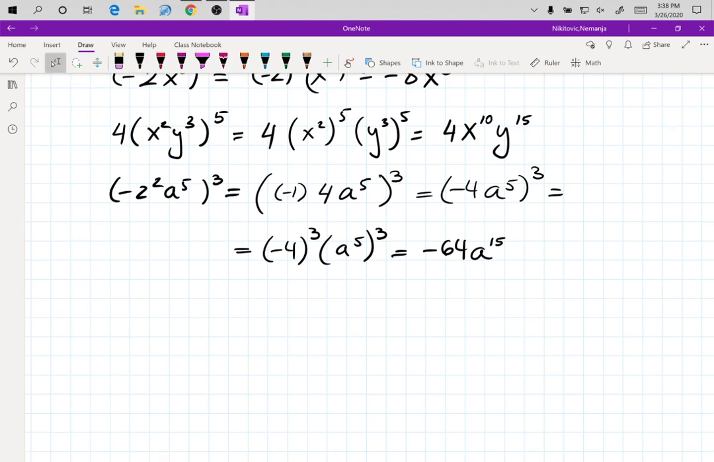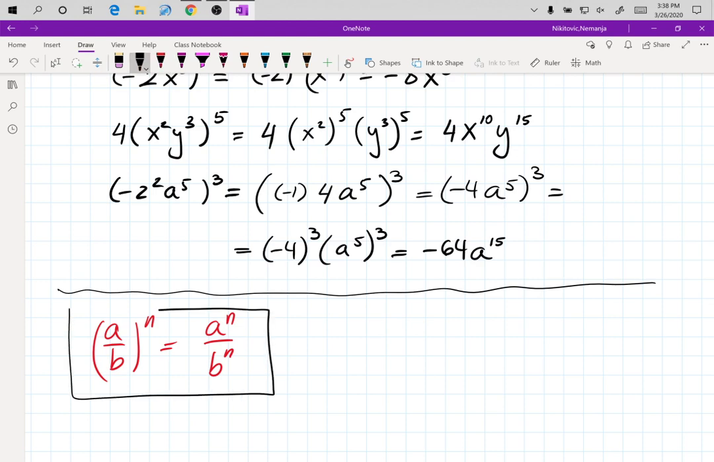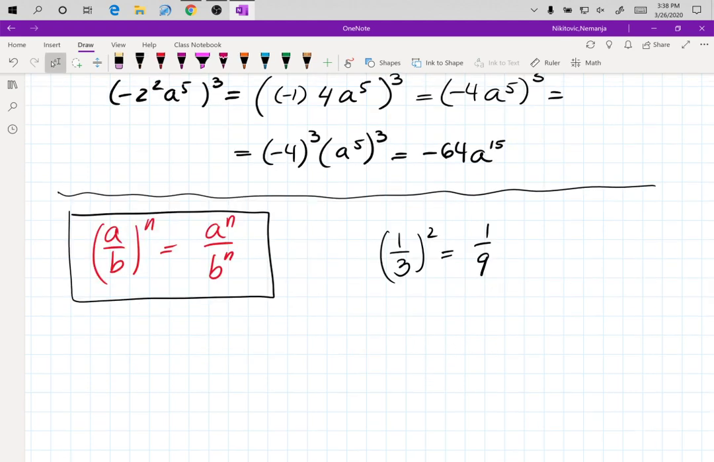The rule number 4 is the one we already covered. We already know that a over b raised to the power n is a to the n over b to the n. We already covered that at the beginning of the lecture, so that we can square 1/3 and get 1 over 9, right? So now we can work out examples.